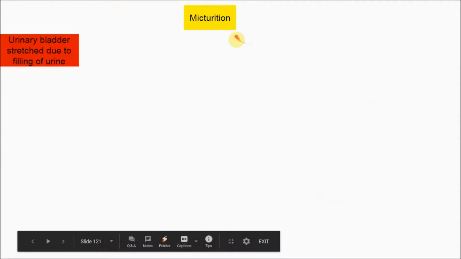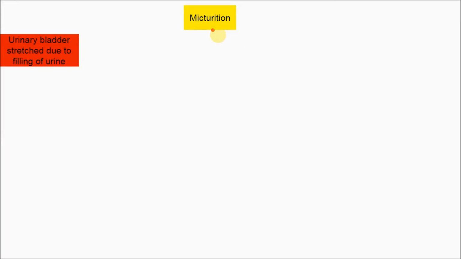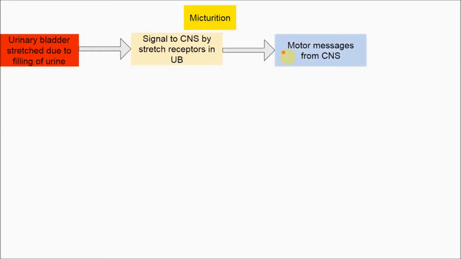Now let us look into the next part, that is micturition. The release of urine is called micturition, and it is a neural reflex under the control of the central nervous system. What happens is that when the urinary bladder is completely filled, there is a stretching of smooth muscles because of the filling of urine. This is a signal to the central nervous system by the stretch receptors mainly present in the urinary bladder. Now, this results in some motor messages or responses from the central nervous system.